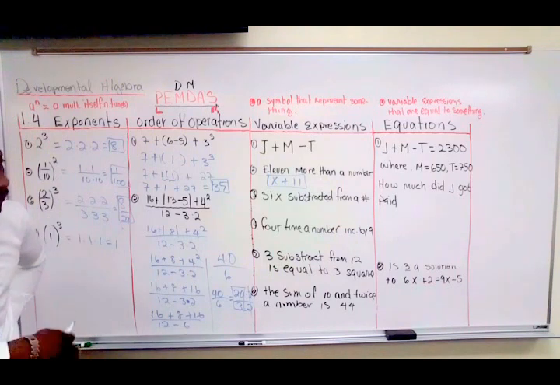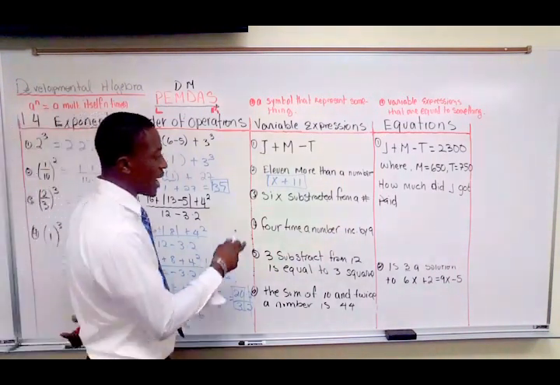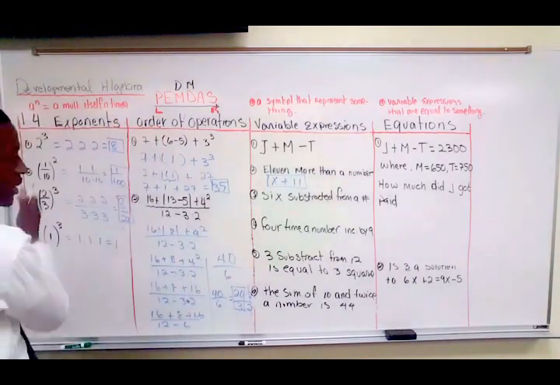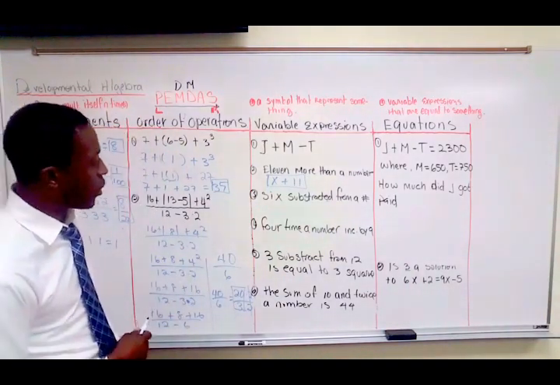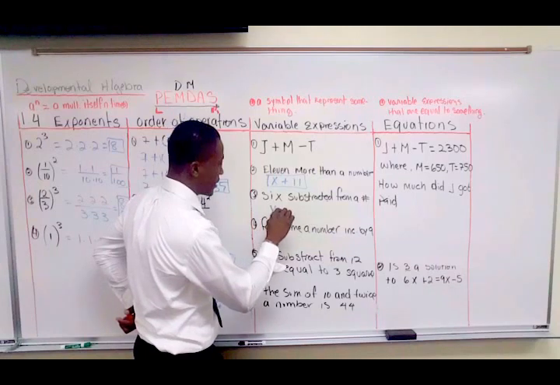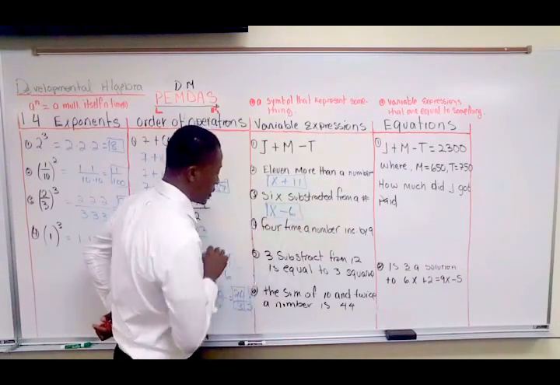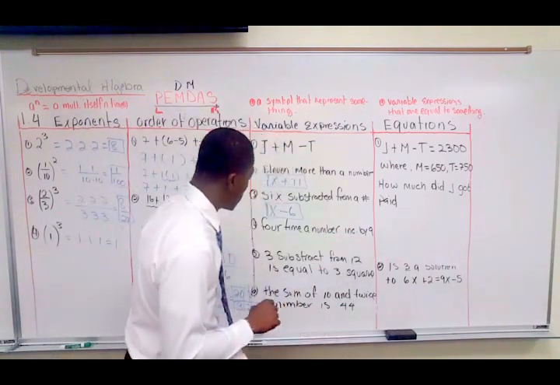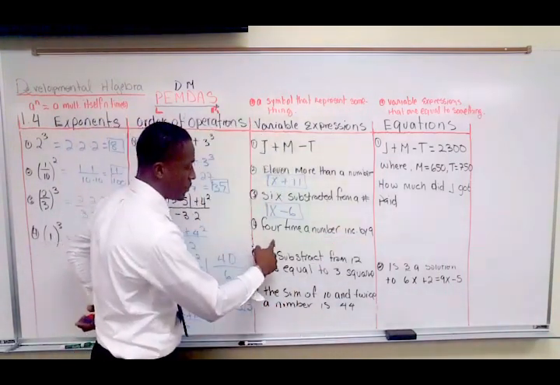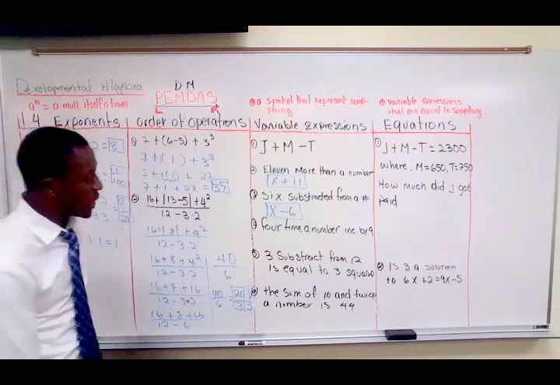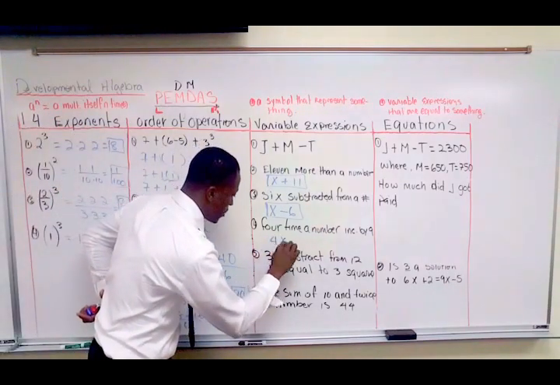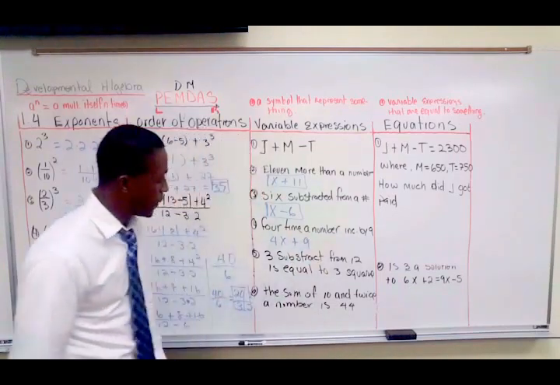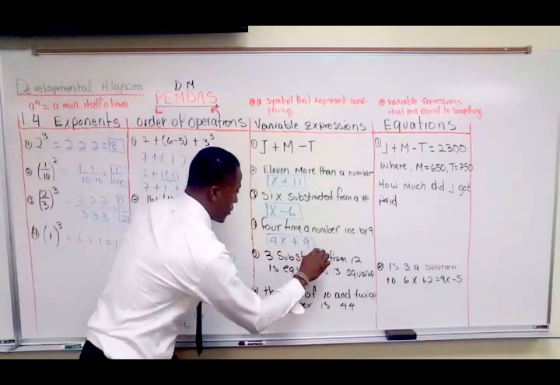6 subtracted from a number. If we have to take away, we're taking away 6 from what? From a number. So we have to have a number minus 6 because we're taking that away from a number. So we'll have X minus 6. That will be your answer. 4 times a number increased by 9. So he's basically saying 4 times a number is like 4 times X. Increased by 9 is like saying plus 9. And that will be your answer for this.